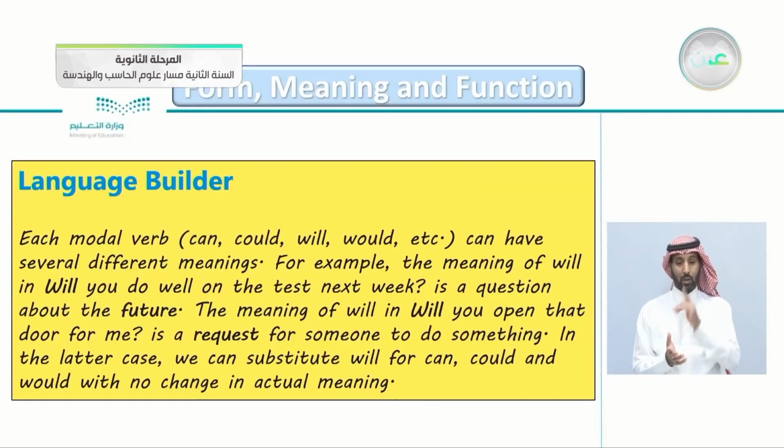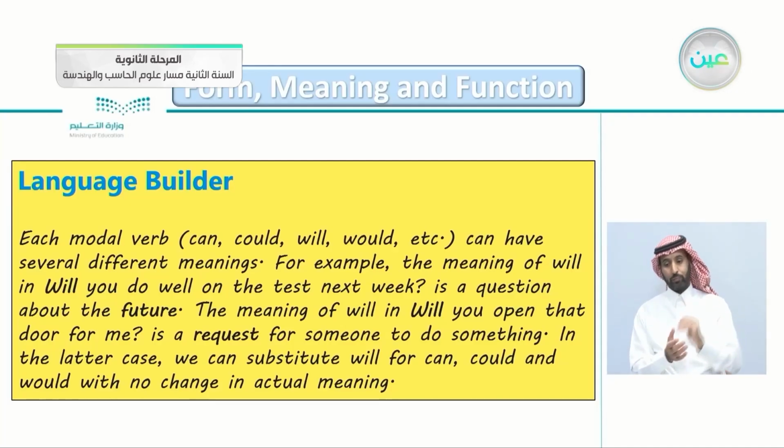Language builder here: each modal verb, can, could, will, would, etc., can have several different meanings. Of course, we know that. For example, the meaning of will in "will you do well on the test next week" is a question about the future. The meaning of will in "will you open that door for me" is a request. So one will is talking about the future, the other will is just a request for someone to do something.